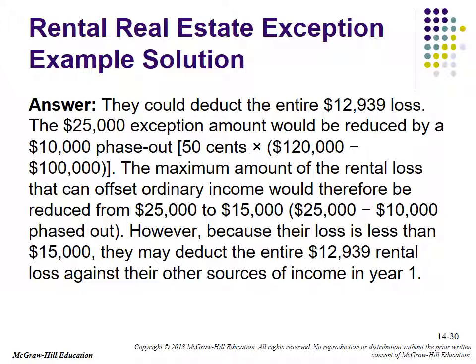So the maximum loss allowed is $25,000. We're not looking at their loss right now. We're just trying to figure out what's the maximum loss. $25,000 minus that $10,000 phase out. So they can deduct up to a $15,000 rental loss on their tax return against their other income. However, since their rental loss is only $12,939 this year, they can deduct the entire amount. So we want to make sure you understand you're not deducting that $10,000 from your loss. It's taking off and trying to determine what's your maximum loss because your AGI is above $100,000.